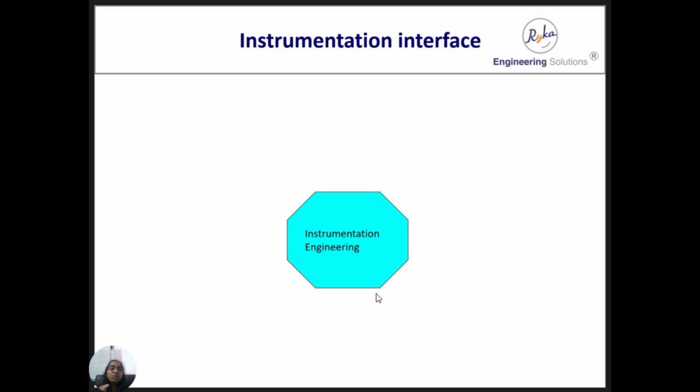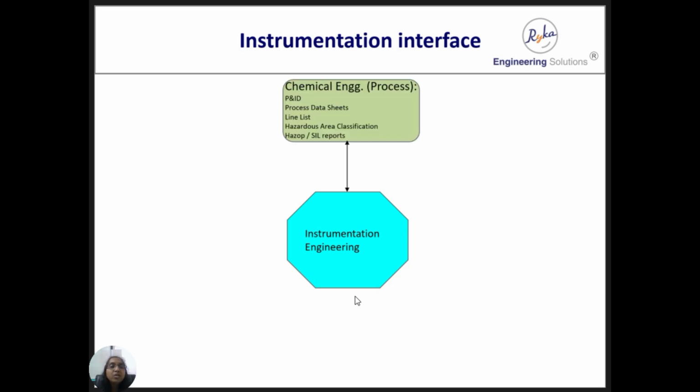A few disciplines deliver engineering deliverables which are input to other disciplines, and we'll see all those interfaces here. It starts with process, that is chemical engineering. They prepare P&IDs, that is process and instrumentation diagrams. They provide process data sheets, line list, hazardous area classification, and HAZOP and SIL reports to the instrumentation engineer.